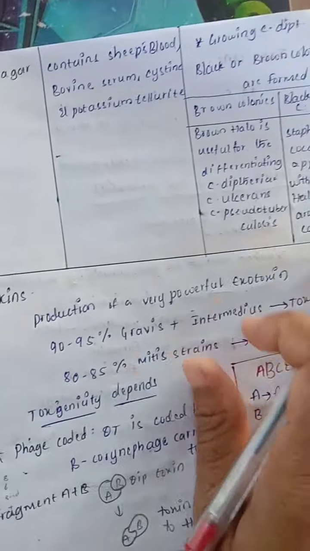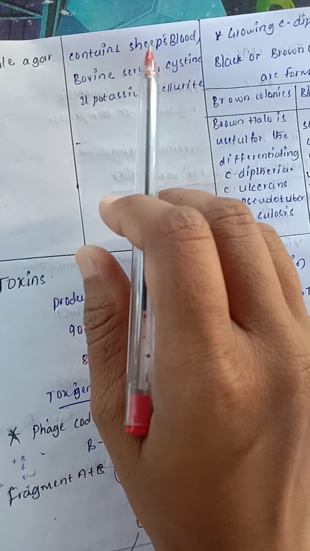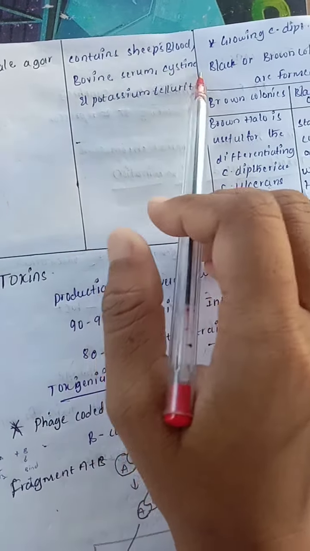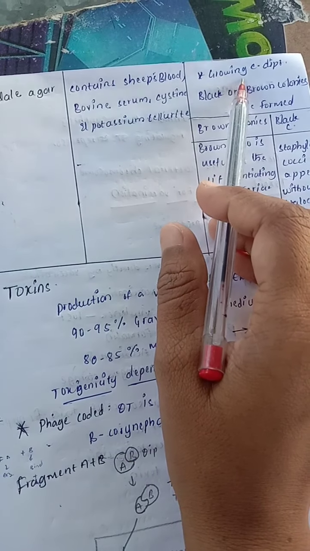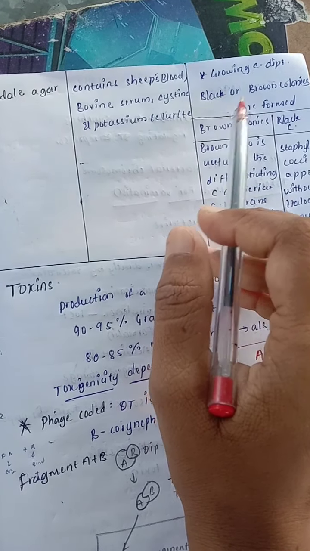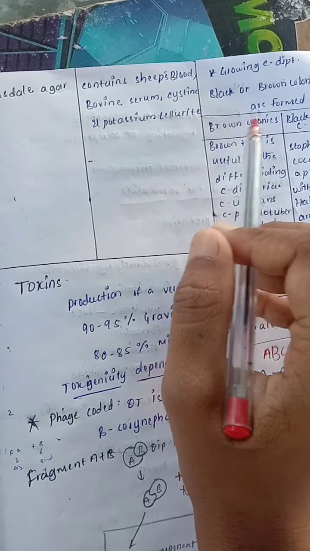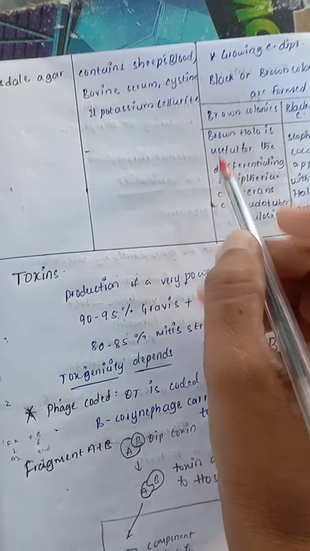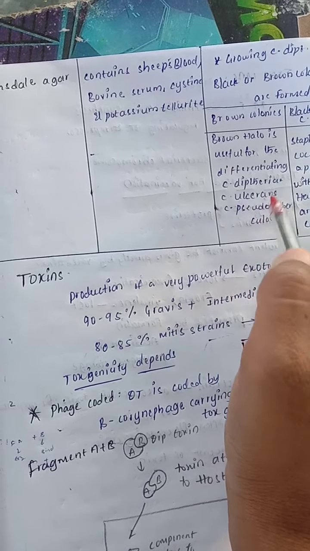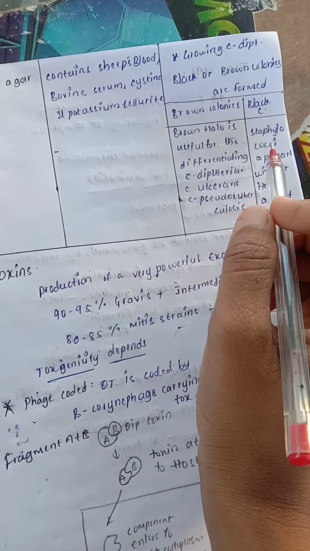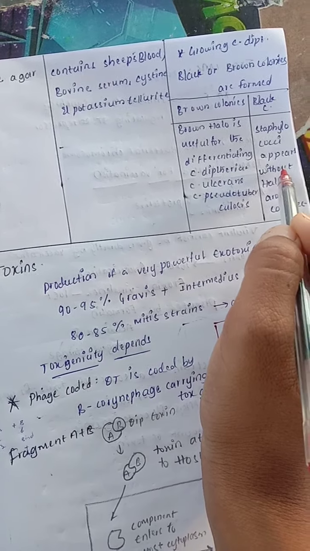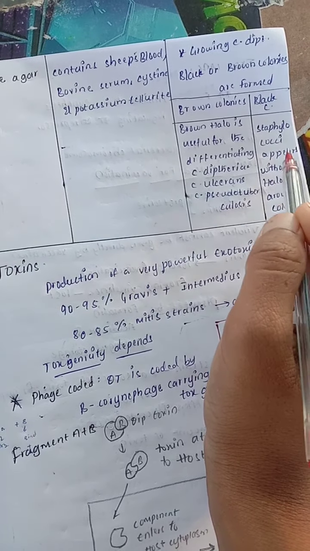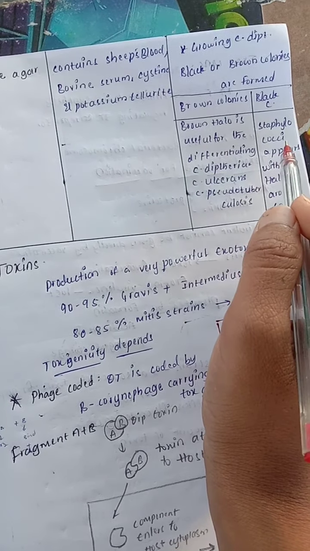Now come to Tinsdale agar. It contains sheep blood, bovine serum, cystine and potassium tellurite. How is the growth of diphtheria? It grows as black or brown colonies. The brown colonies are useful for differentiating the different types of diphtheria bacilli. Now a black colony with a halo is diphtheria. Without halos, staphylococcus will form the black colonies.